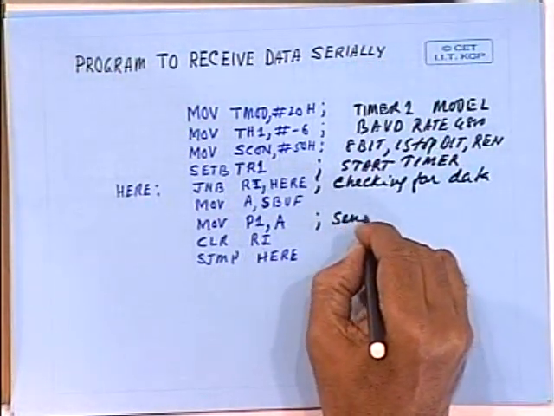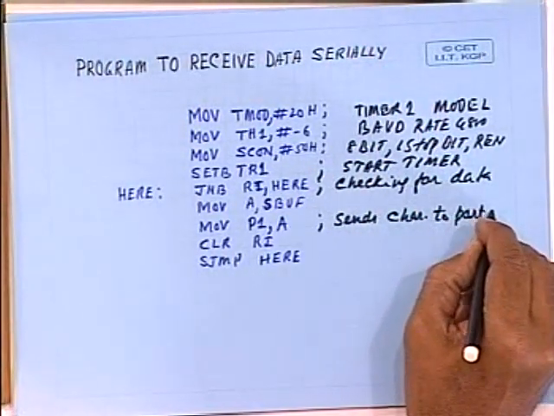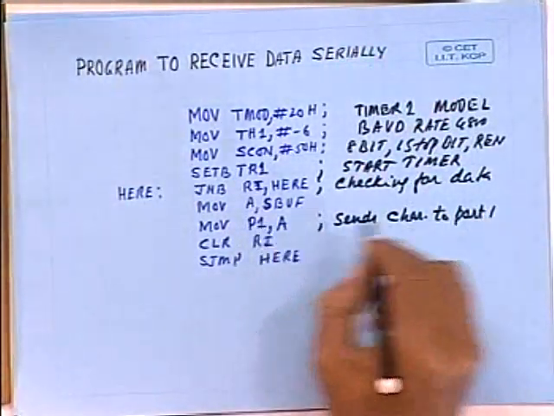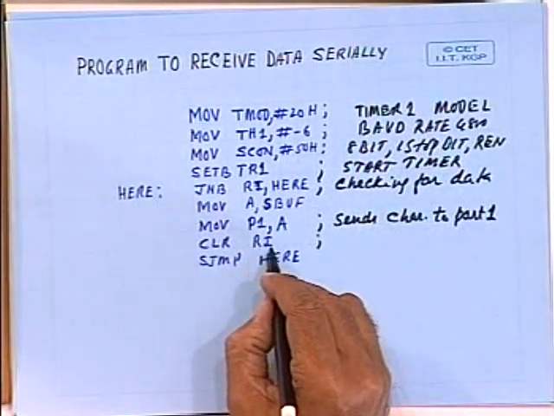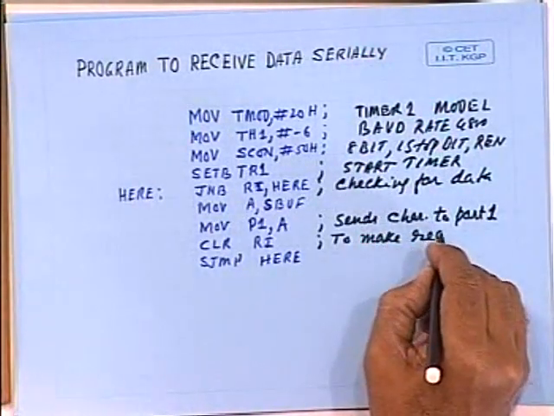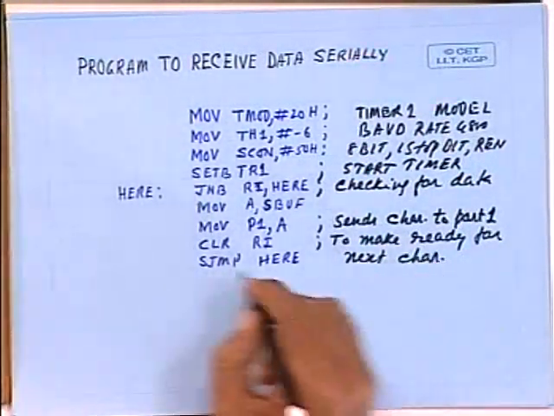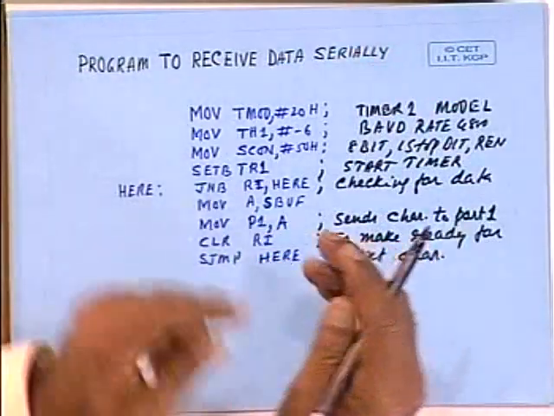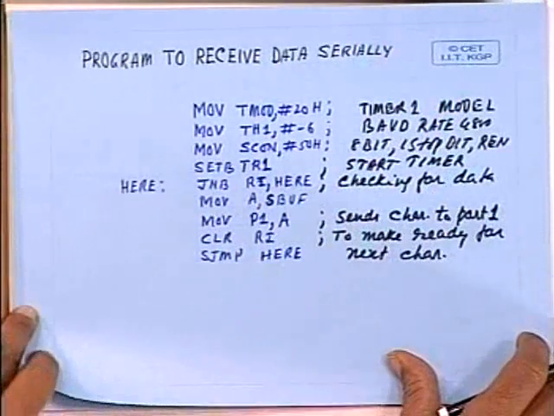So it sends the character to port 1, and you are now clearing the receive interrupt flag bit to make it ready for the next character. And then you loop back. So in this way you can keep on receiving a sequence of characters one after the other, and you can send them to port 1 one after the other. So this is what is being done in this particular mode of operation.